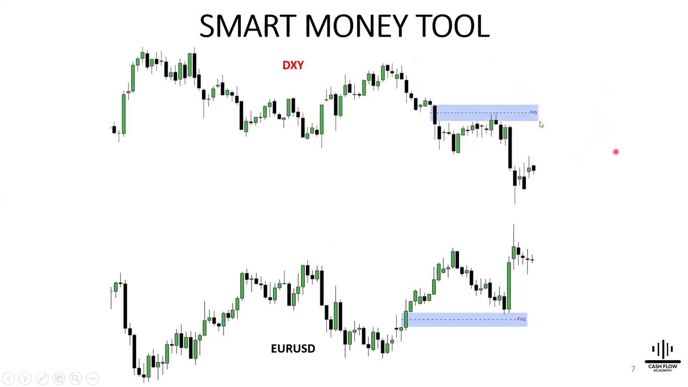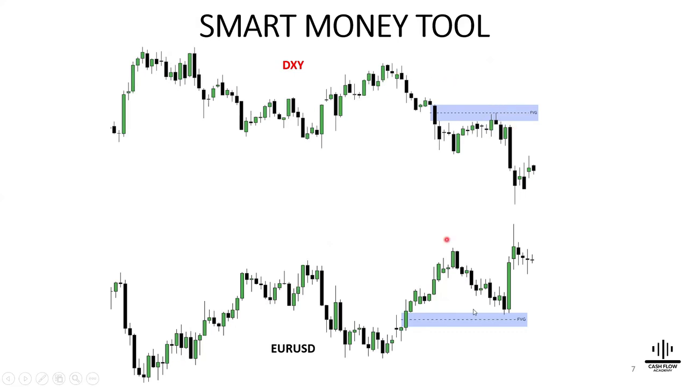So now let's look at an example. Using the smart money tool, we can see that as DXY is making a lower low, the Euro USD is making a higher high. And then we can follow it here, making a lower low. So we see this downtrend, so this uptrend. So these two assets are inversely correlated. So if dollar is trading lower, Euro USD will be trading higher.